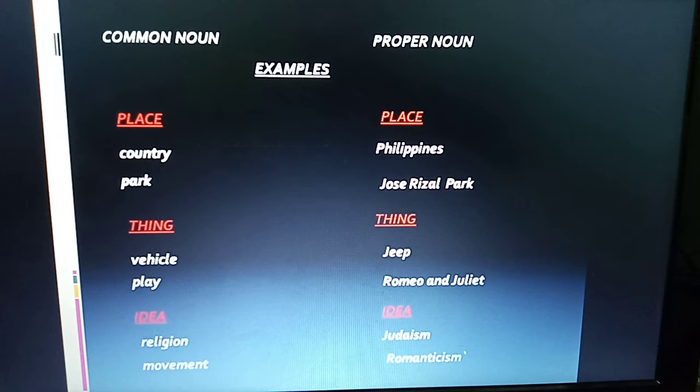So again, kapag common noun, we are talking about the general name of a person. Hindi natin alam kung sino or ano ang tinutukoy natin. But if we are talking about proper noun, we know what kind of person, what kind of thing we are talking about because it is the specific name of a person, a place, a thing, or an idea.